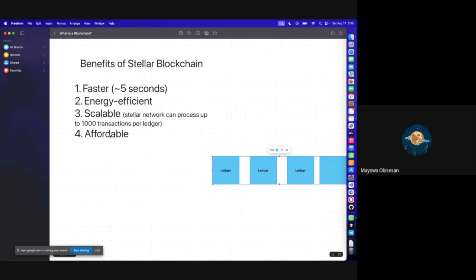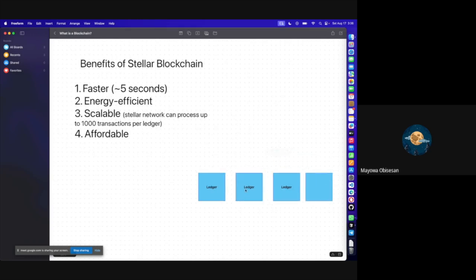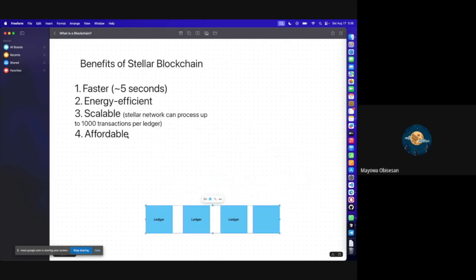And then the last benefit is that it is very, very affordable. Any transaction you perform on the Stellar blockchain is extremely affordable. It costs less than 0.00005 LMX to execute any transaction. That's basically how much you spend for every transaction, and this is extremely cheap for any form of transaction you perform. And LMX is the native currency of Stellar. We'll look at this in detail when we come to the other series about Lumen.